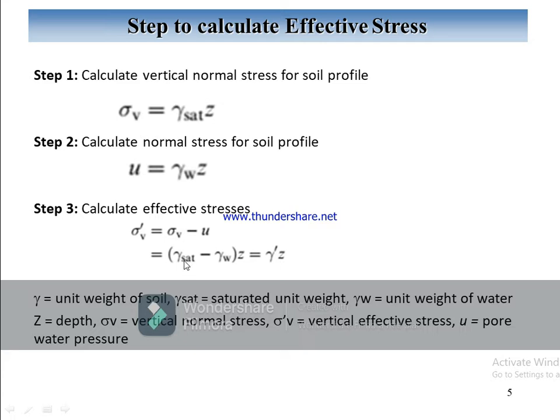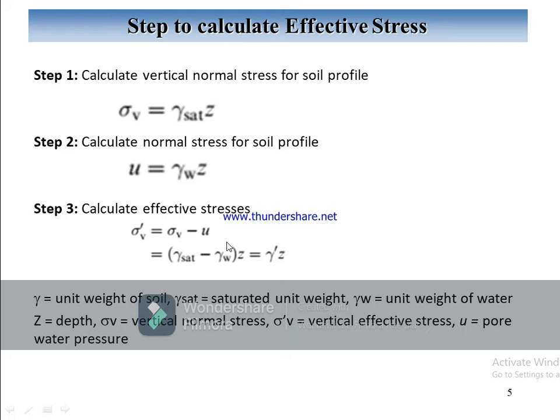Also, we can find it this way by subtracting the saturated unit weight minus the unit weight of water multiplied by Z. Then we get gamma saturated prime, which is the submerged unit weight.